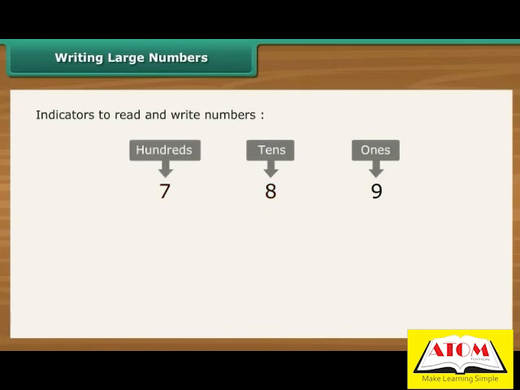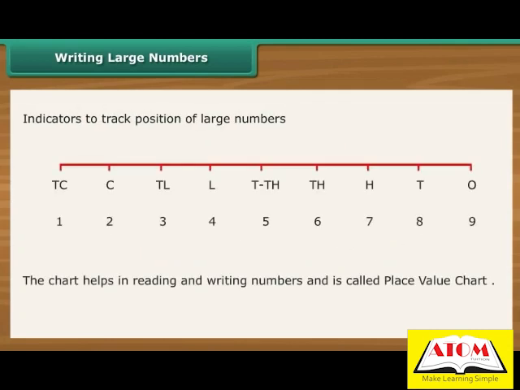In a decimal number system, the value of a digit depends on its place or position in the number. Each place has a value of 10 times the place to its right. It can be extended to crores. The chart helps in reading and writing numbers and is called the place value chart.